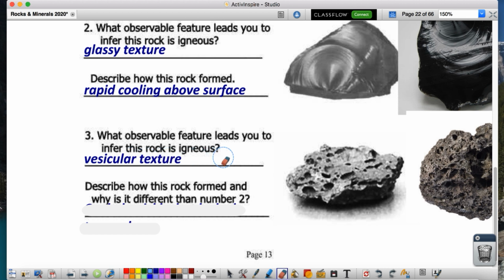And now, please, final question. How is this rock different from this? Why did this rock form differently than this rock? Why does it look different? Both of these two rocks have glassy textures, similar mineral compositions. So why in the world does this rock look so different than this rock? What was different about this rock's formation that made it look different from number 2? Please place your answer right there. And the answer is it cooled quickly, but it lacked the trapped gases. That's what gave it the vesicular texture.